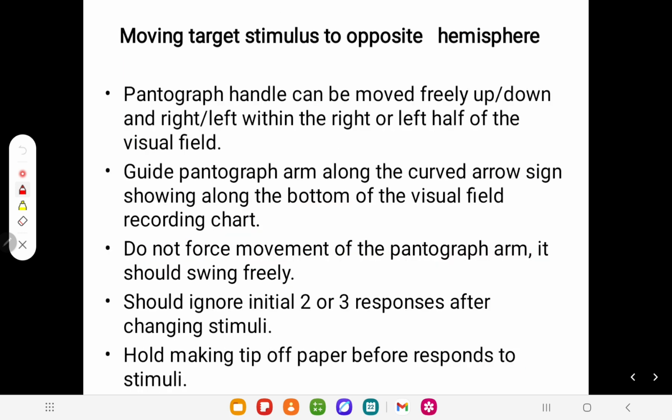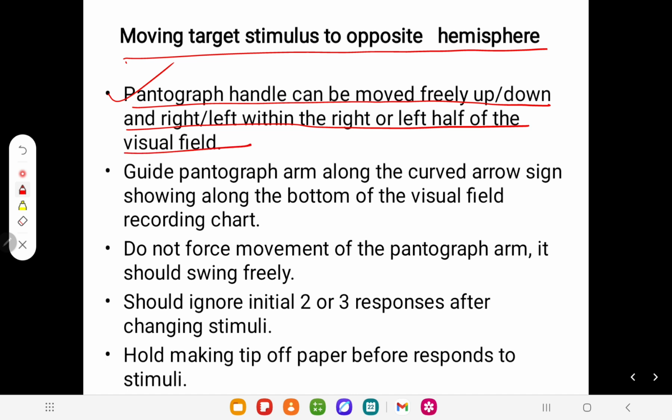That's the basic process. So moving the target stimulus to the opposite hemisphere, it's always important to see. So the pantograph handle can be moved freely up and down, right and left, while the right and left hand is in the visual field.